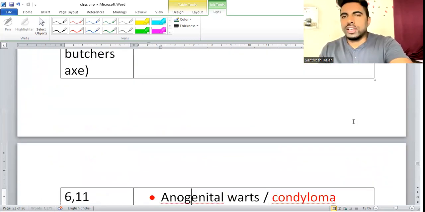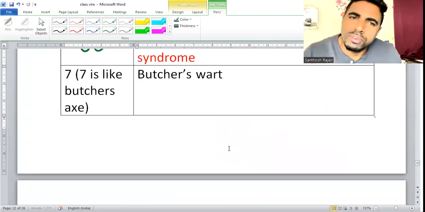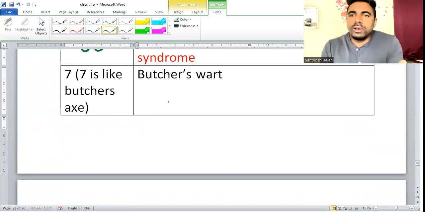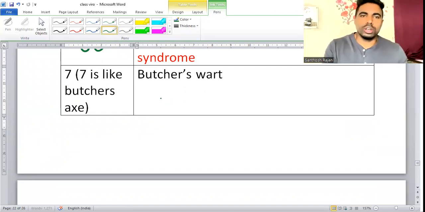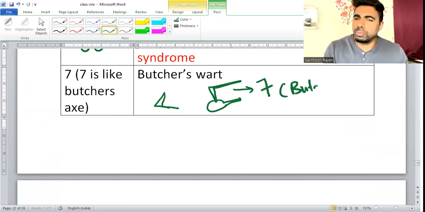Okay, right. 7 is also asked in a few exams, which HPV type causes the butcher's wart? It's very simple. Every butcher, in the meat shops, will have this axe, right? To cut the meat pieces. See the axe, it just looks like seven. So seven is butcher's wart. You don't make a mistake in this.